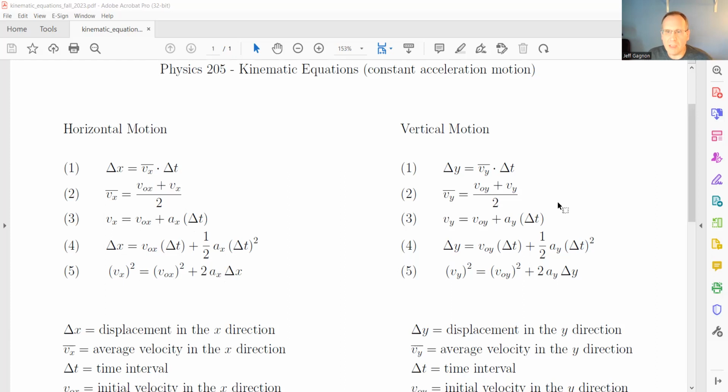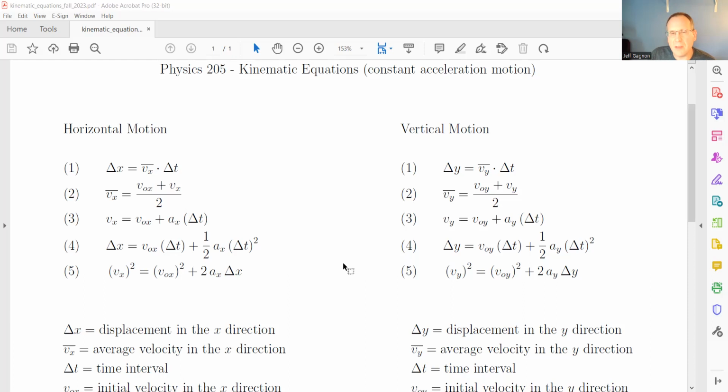Okay, vertical motion is exactly the same thing, except now instead of all these subscript x's, I have y's. That's the only difference. Instead of x's, I have y's. They're exactly the same 5 equations. Okay. And then later I'll talk about this in a little bit.